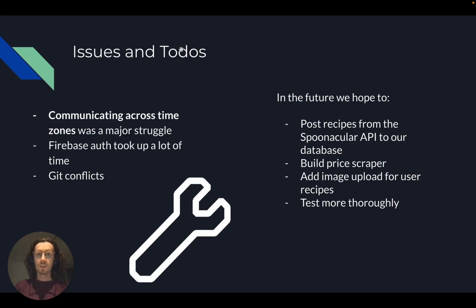We do have further goals for this project. The Spoonacular API gives very detailed options for their recipes, and we hope to allow a user to directly save a recipe from the API to their personal cookbook. We've also investigated a price scraper that we could use to calculate a rough price of a recipe, but were unable to implement it in time. More minor additions include an image upload for user recipes and a more thorough testing suite.